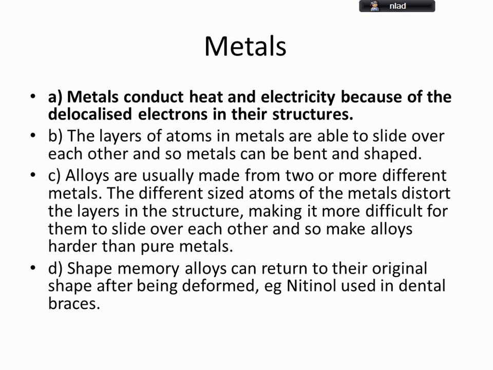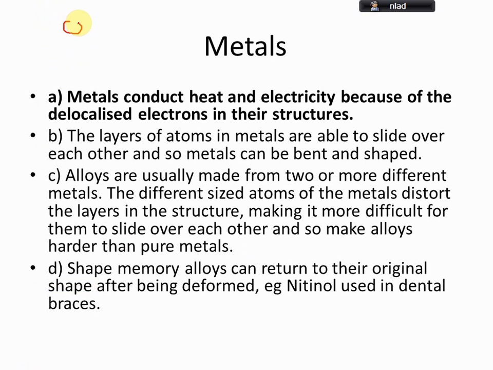Alloys are usually made from 1 or more different sized metals. The different size of atoms of the metals distort the layers in structure, making it difficult for them to slide over each other. So it makes alloys harder than pure metals. Let me sort of draw something here so you can get your head around this.